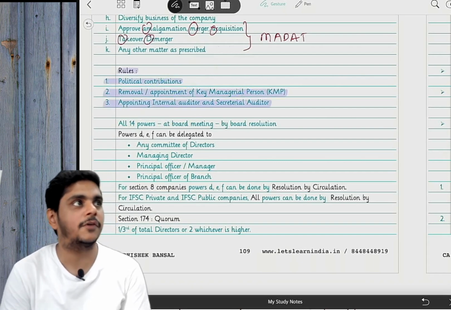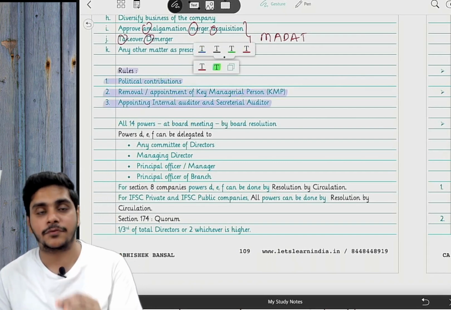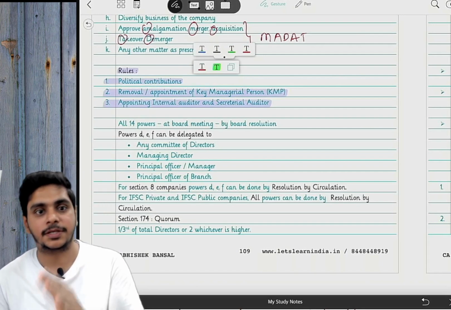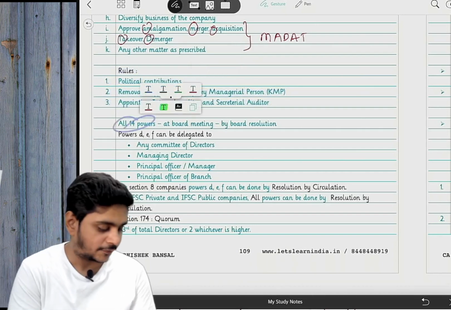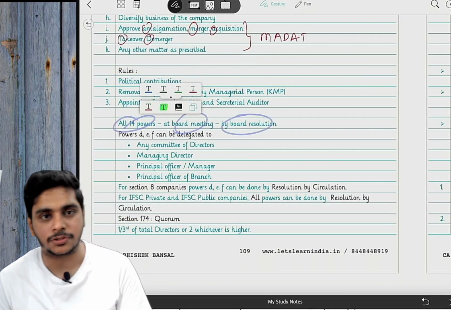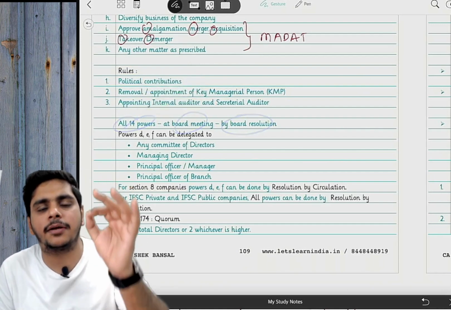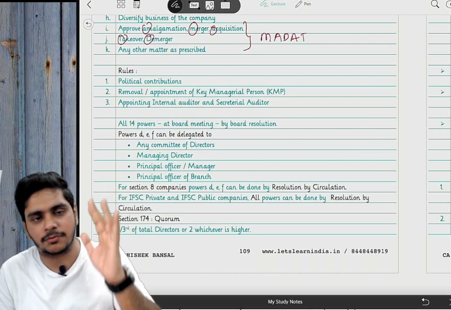These 3 powers also have to be exercised by the board of directors at a board meeting by a board resolution. That means it can't be done by circulation. So it's clearly written that all 14 powers have to be exercised at a board meeting via board resolution by the board of directors.